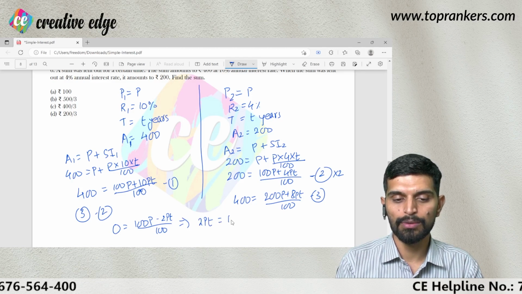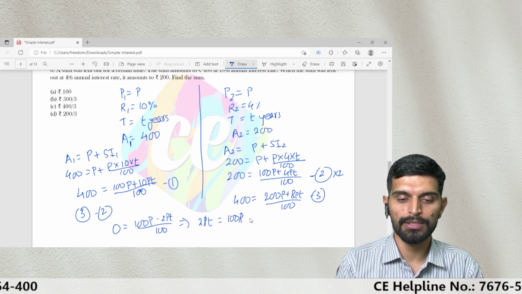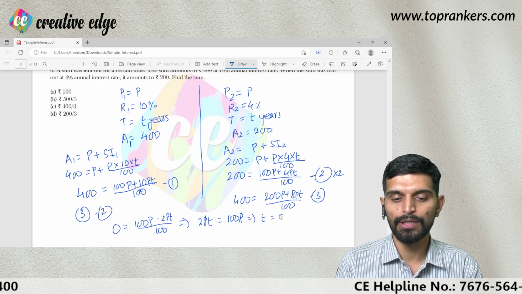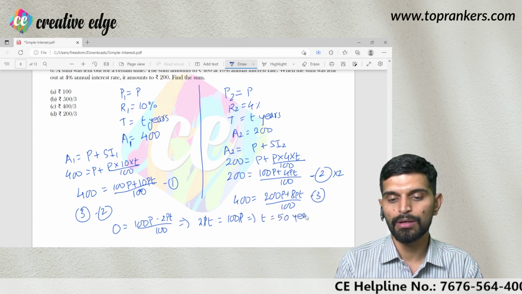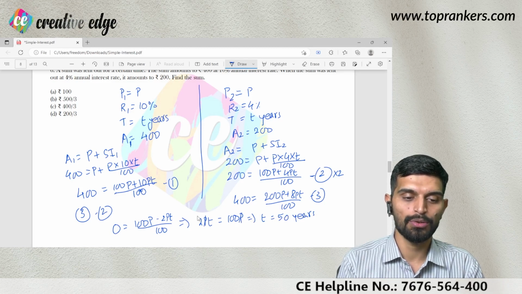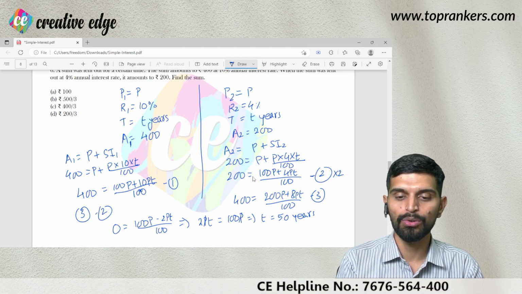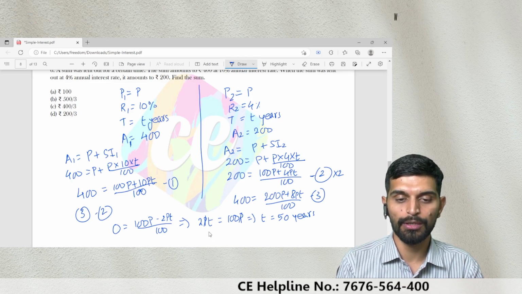2PT is equal to 100P. So this P and P get cancelled. We'll have T equals 50 years. And if we have T equals 50 years, we can substitute the value of T in any of the two equations, that is equation 1 or equation 2. So as of now, I am substituting in equation 2.